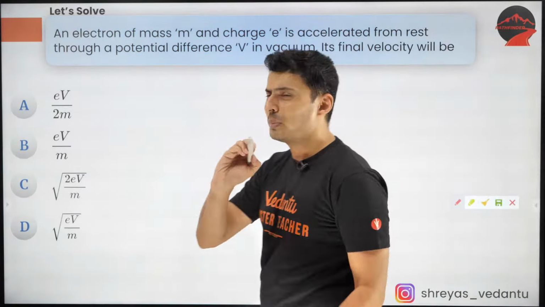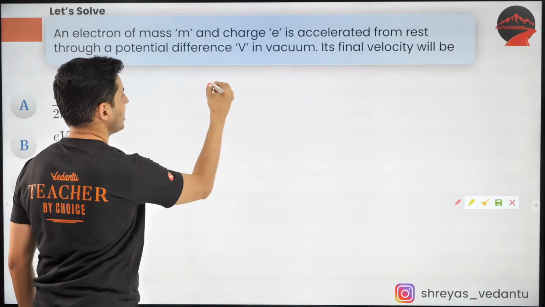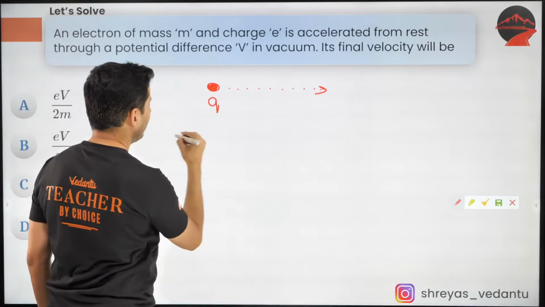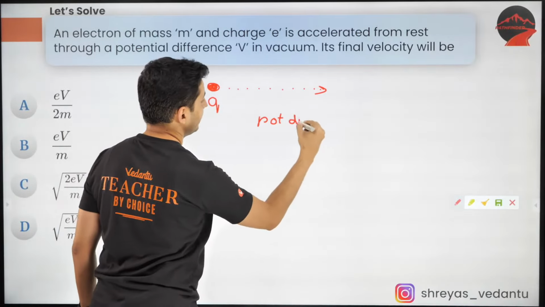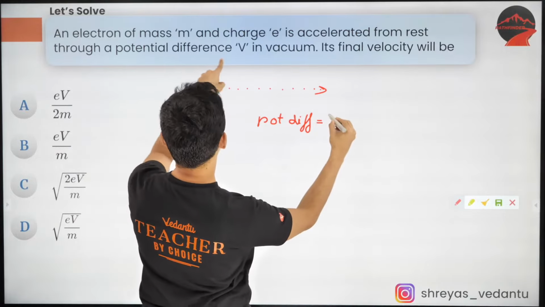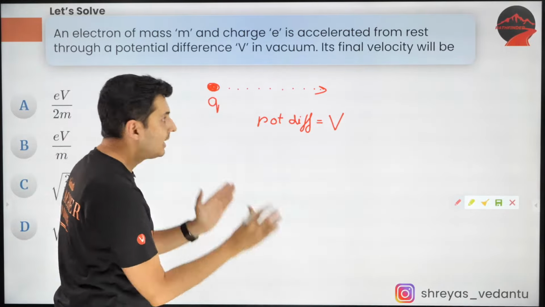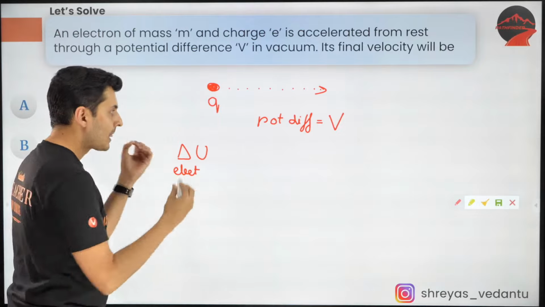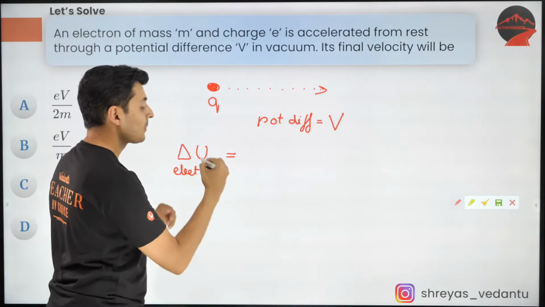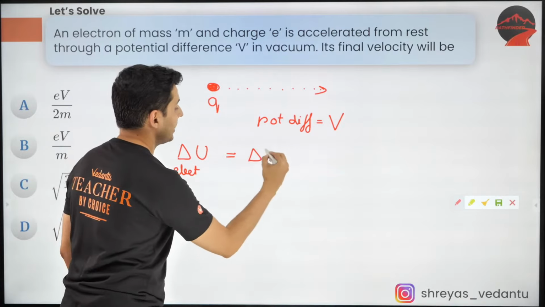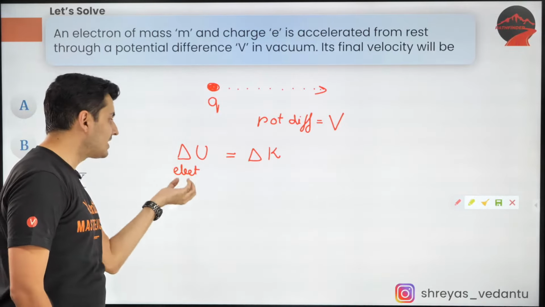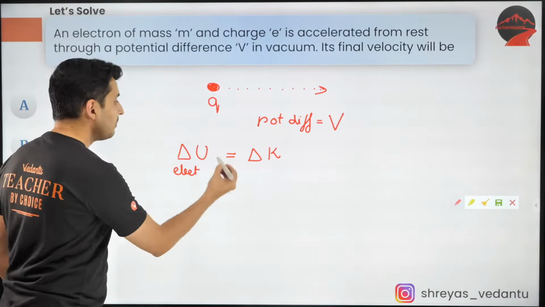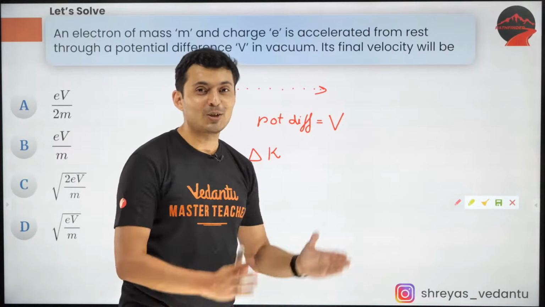Let's do this. So basically I'll tell you what. If you take a charge, let's say this is a charge, and you take it from one point to the other, and the potential difference is capital V. Then understand, whatever change in the electrical potential energy will come will also be the change in the kinetic energy. Keep this in mind. The change in the electrical potential energy will also be the change in the kinetic energy magnitude wise, because the total energy has to be conserved.